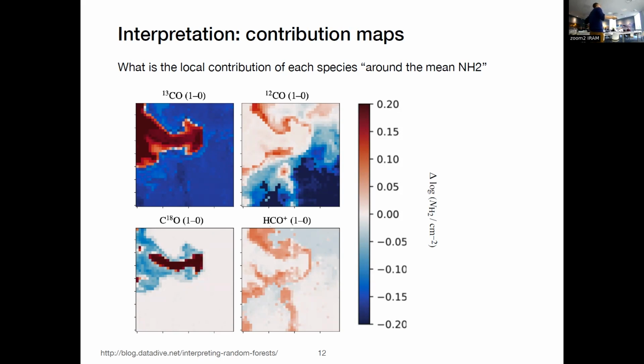C18O is the opposite, for the most dense parts. And HCO+ is important to trace the UV illuminated region. So in Orion, the star is here and illuminates that region. Without HCO+, you cannot reconstruct the UV illuminated regions well, and you need it for these regions, but it doesn't appear to be important for the rest of them.